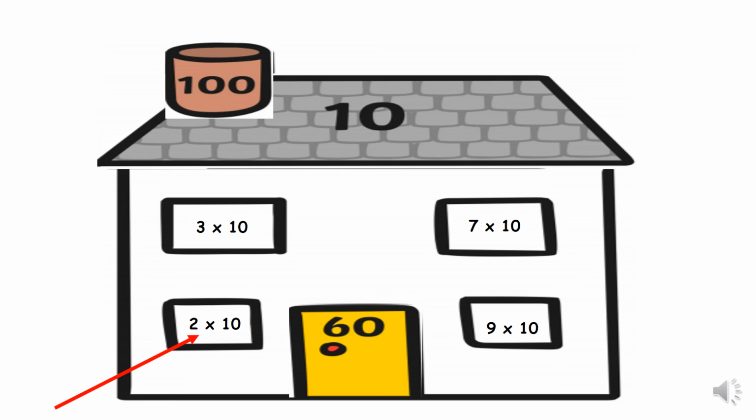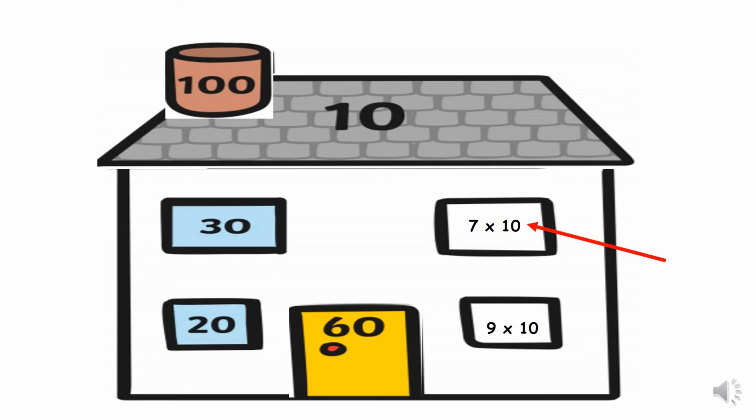Our window says 2 times 10, so 2 lots of 10, 2 groups of 10. Remember, when we times by 2, we're doubling, so double 10. Well done, 2 times 10 is 20. Let's have a look at the top window. 3 times 10, so 3 groups of 10. Let's count in tens 3 times. 10, 20, 30. 3 times 10 is 30.